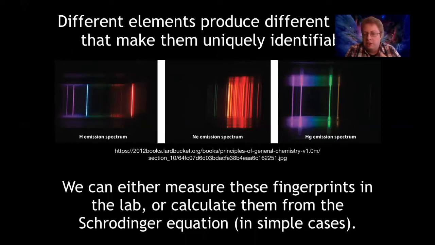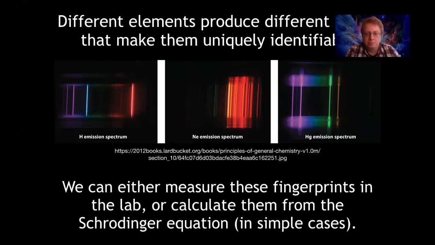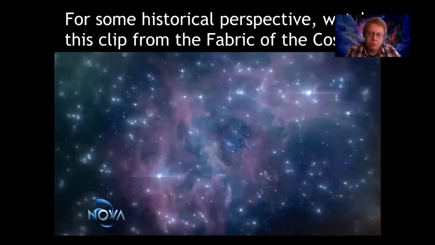And the way we assign these fingerprints is we can either measure them in the lab using lamps just like these and measuring where the colors of light are emitted. Or in simple cases, we can calculate them directly from the Schrodinger equation. It's possible to take the Schrodinger equation, solve it, and read off from that equation what the frequencies and wavelengths of hydrogen transitions are, and produce this spectrum here completely from math. So for some historical perspective on this, I've included another clip from the Fabric of the Cosmos video.